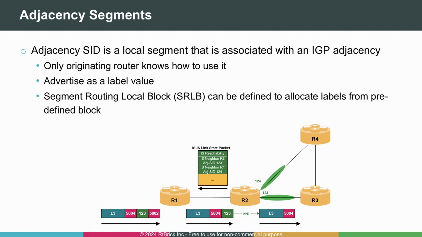Here's how this works. The packet is first directed to R2 by using R2's prefix SID of 5002. Next, it is forwarded to R3 using the adjacency SID 123, which is specific to the link between R2 and R3. Finally, the packet is forwarded to R4 using R4's prefix SID of 5004.